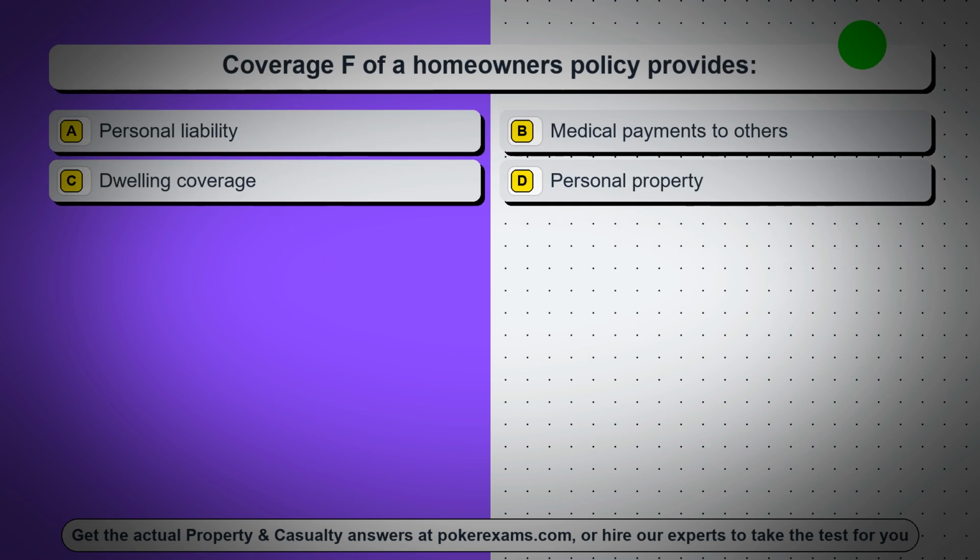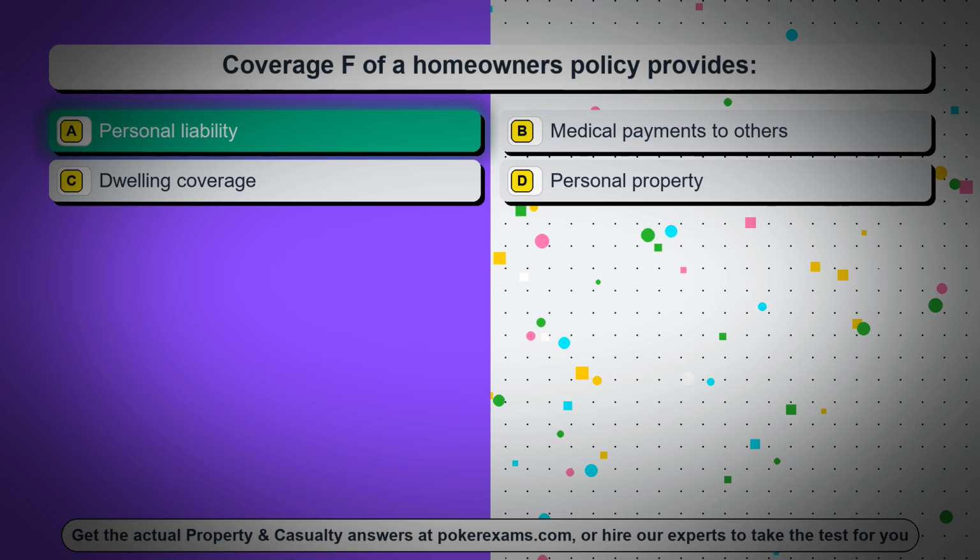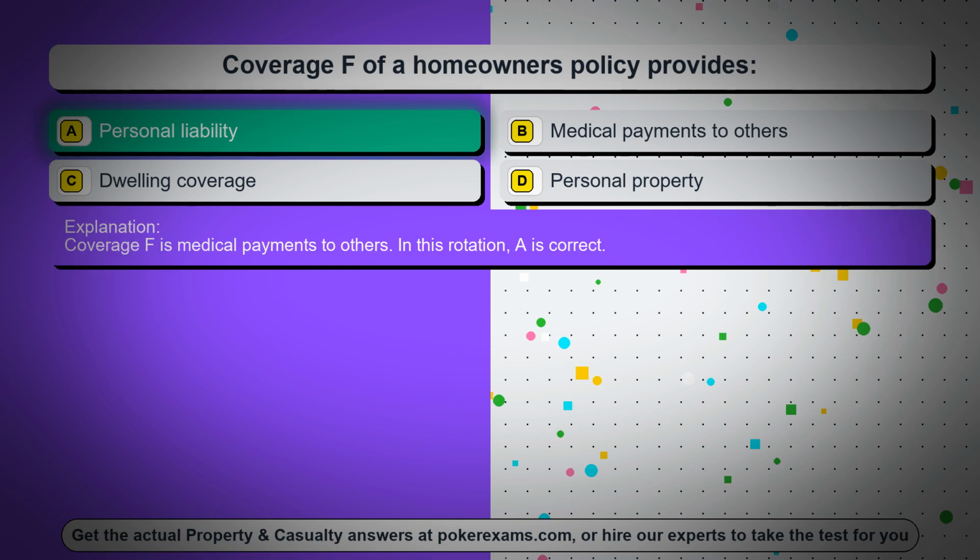Question 40. Coverage F of a homeowner's policy provides. Option A, personal liability. Option B, medical payments to others. Option C, dwelling coverage. Option D, personal property. The correct answer is option A, personal liability. Coverage F is medical payments to others. In this rotation, A is correct.